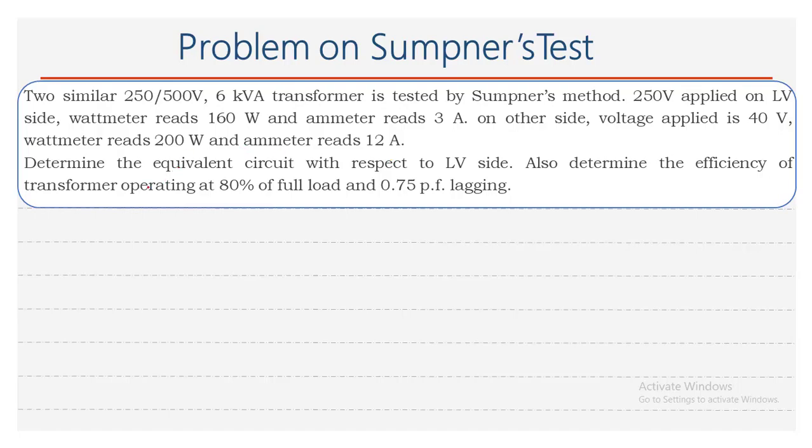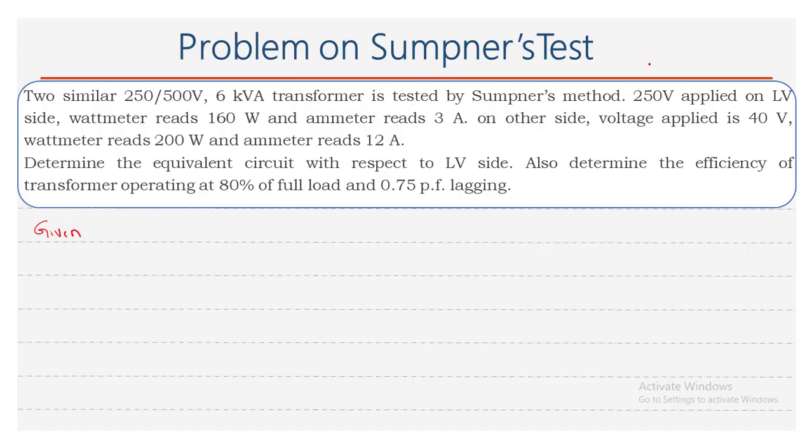And he is asking you to determine the equivalent circuit with respect to the LV side. Also, we need to determine the efficiency of the transformer operating at 80% of full load and a power factor of 0.75 lagging. Let us write what is the data given.